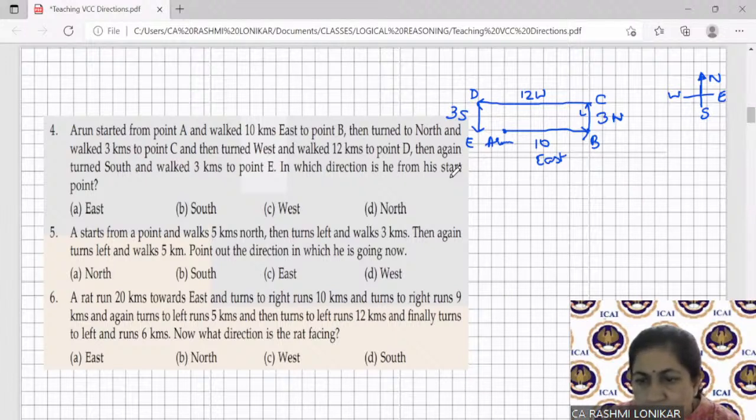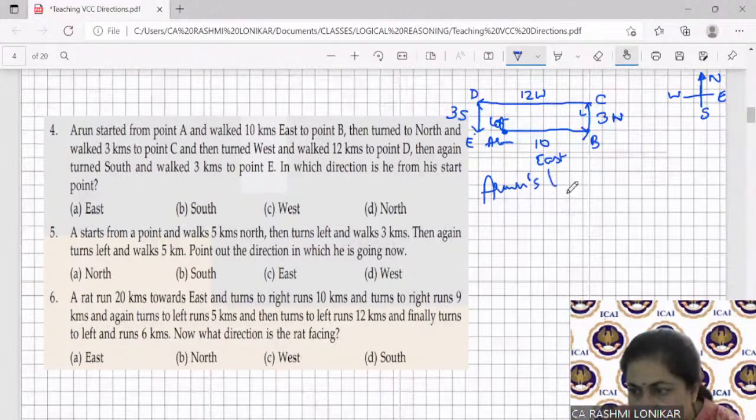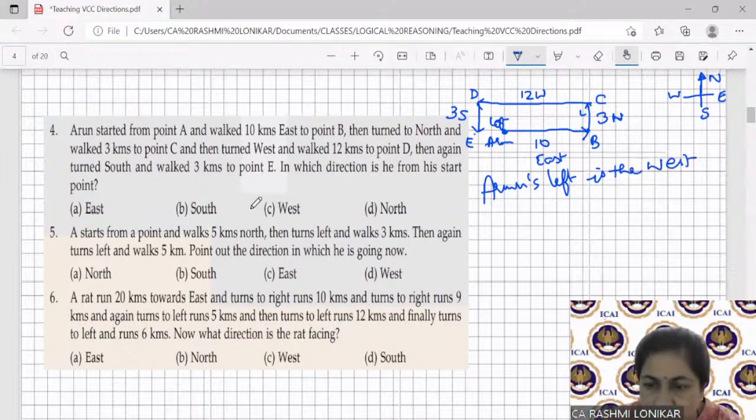In which direction is he from the starting point? Where is the starting point? Here. Okay. This is my starting point. And where am I? Here. So Arun is here. Where is he now? He is here. Which direction? This is to his left. Okay. This is to Arun's left, the west. Arun's left is to the west from the original point. Arun was standing here. That time, which direction was this? This direction. And so, this is the west direction.